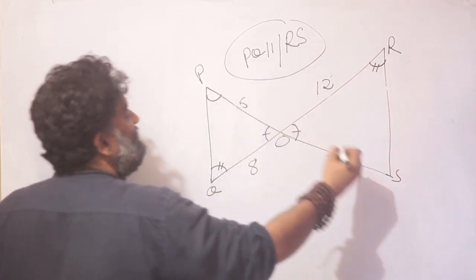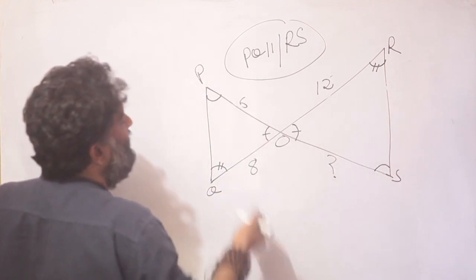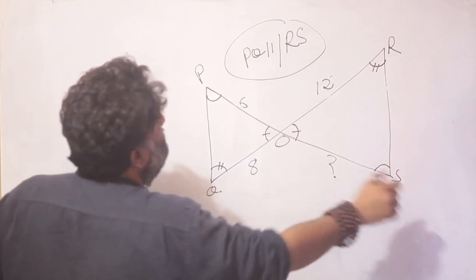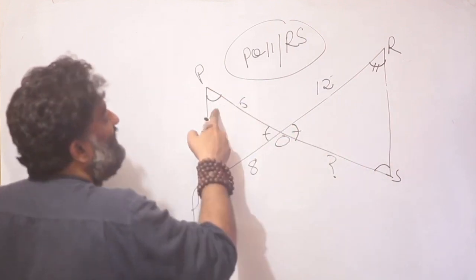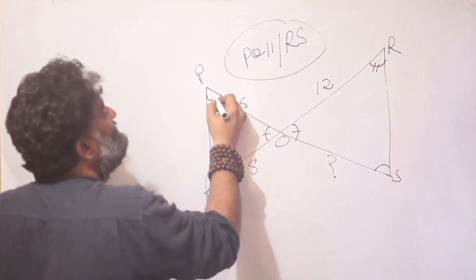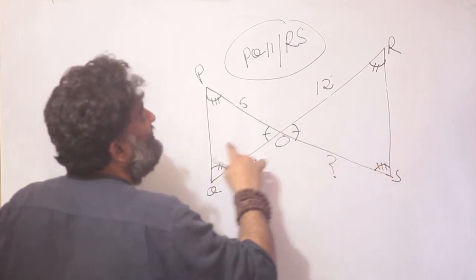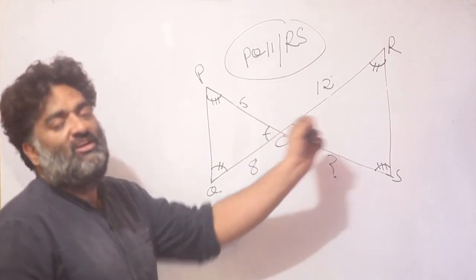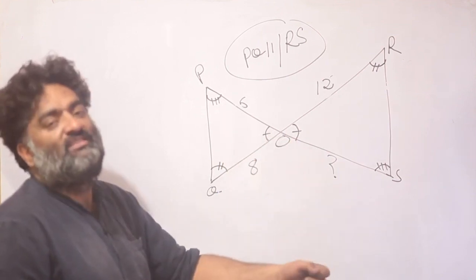Similarly, this angle and this angle, they are also going to be equal to each other. Why? Again, this is a parallel, and this time PS is the transversal. Once again, these are alternate interior angles, so they are equal to each other. That means this angle is equal to this angle. That means if I think of these two triangles, all three angles are equal to a corresponding part. So I know that these two triangles are going to be similar.